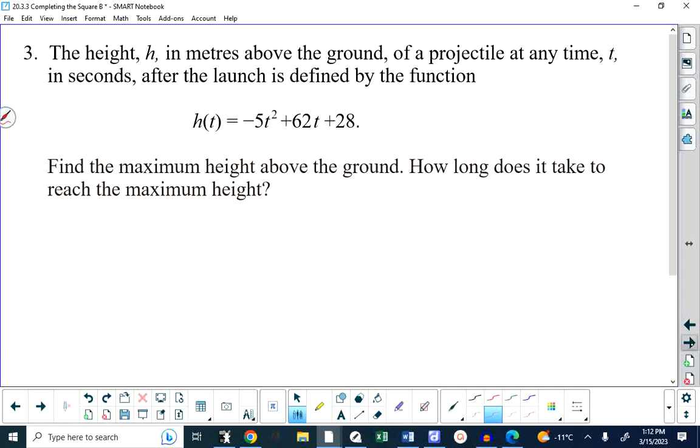So in my mind, as I make my way back to the board, I notice that the y-intercept is 28, which means that it starts 28 meters above the ground. If you have something that is launched into the air, presumably it goes higher than 28. So I would probably go to my table and look at the height for different values of time, starting at 0 seconds.